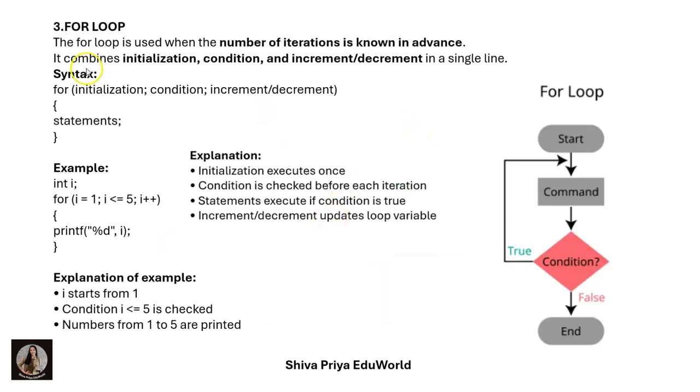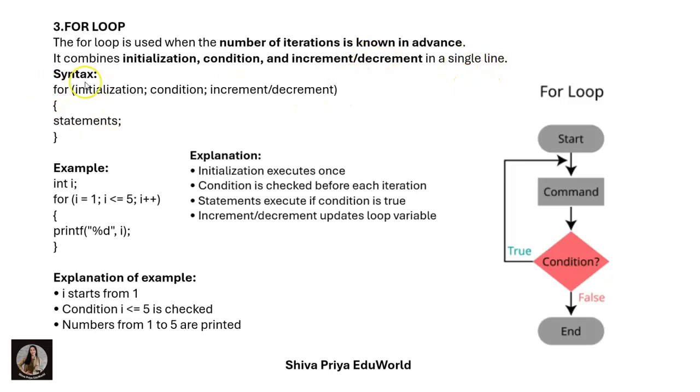And the third one is the for loop. For loop is used when the number of iterations is known in advance. How many iterations? If I know in advance, before only, then I can use a for loop. It combines the initialization, condition, and increment or decrement in a single line.